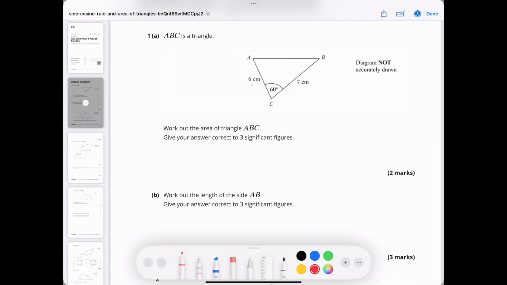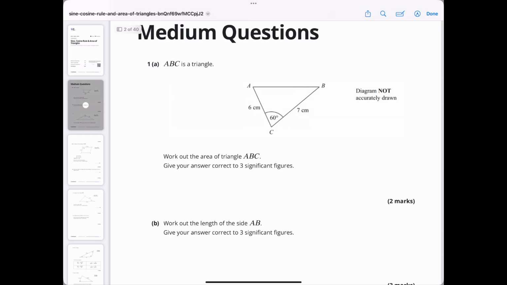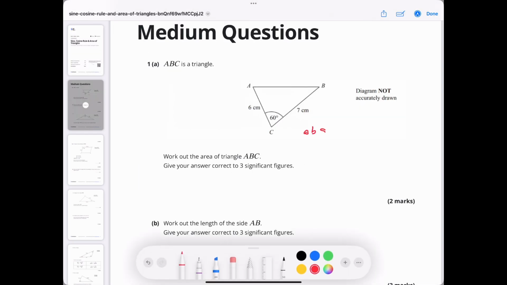The reason you can do that is that you've got this one and this one, and then you've got sine of C. That is brilliant because as long as you have an angle in the middle of two sides, so side, angle, side, as long as you have this one and this one, you can work out the area of the triangle. So this will be ab sine C over 2.